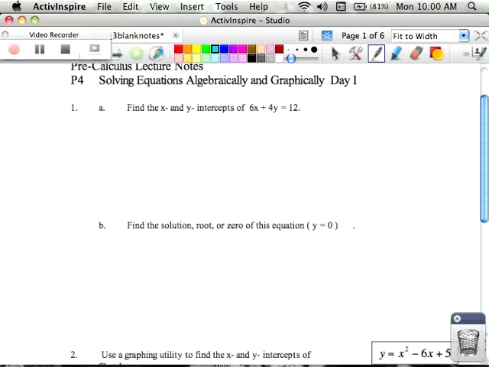And the x-intercepts are the same things as zeros and solutions. So if you see x-intercepts, zeros, solutions, they all mean the same thing. You might want to write those down.